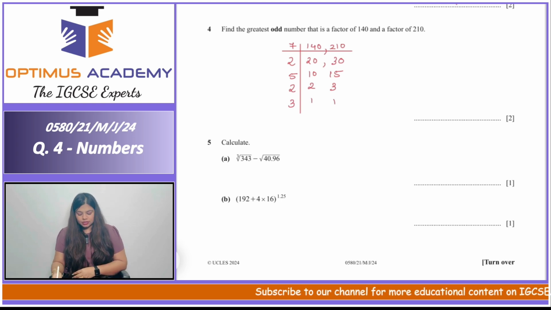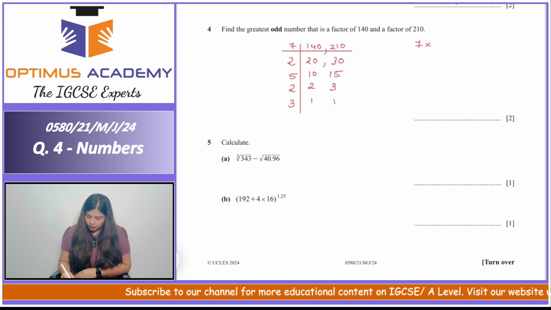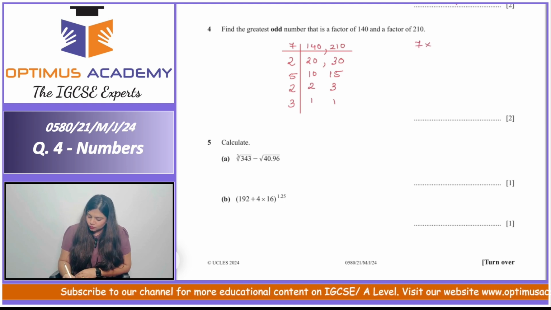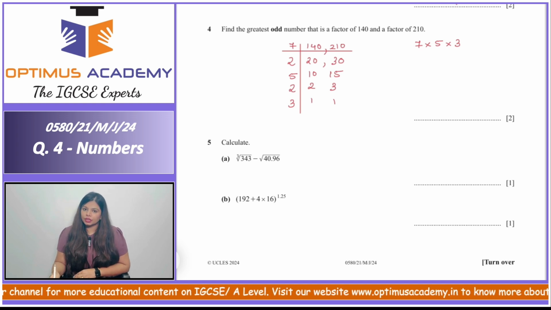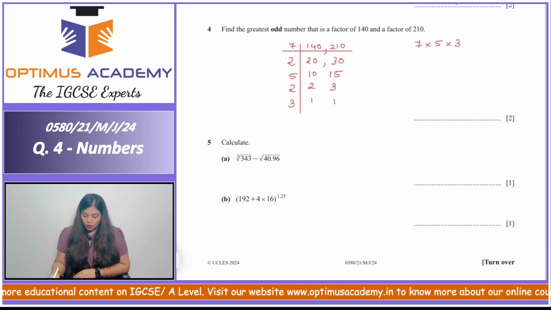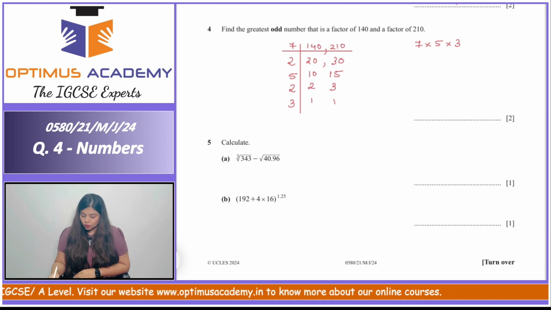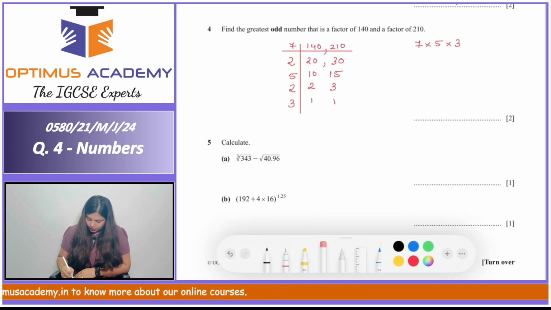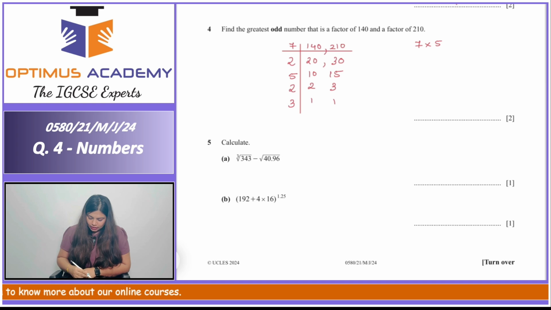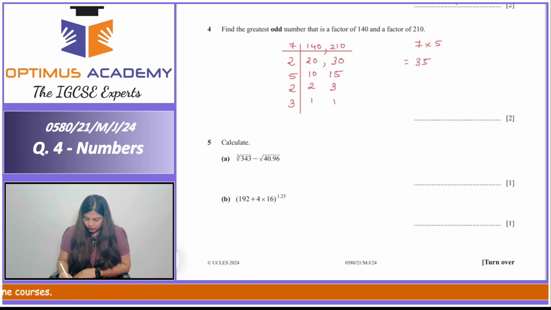So, as the question states greatest odd number, we are only going to multiply the odd numbers here, that is 7 into 5 into 3. When we do 7 into 5 into 3, we get 105, whereas 105 is not a factor of 140. So we're going to take another combination, that is 7 into 5, which is 35, and 35 is a factor of both 210 and 140. Hence, the final answer would be 35.